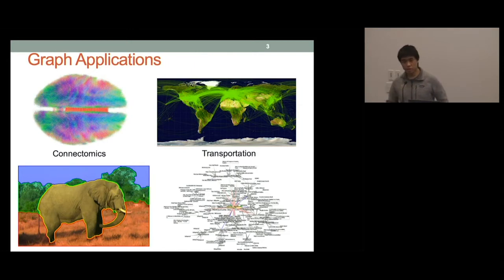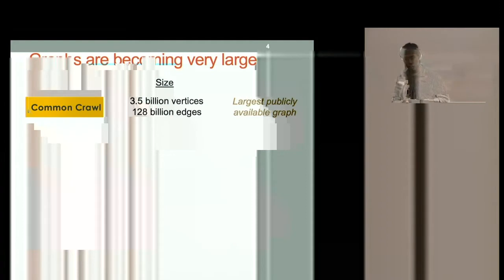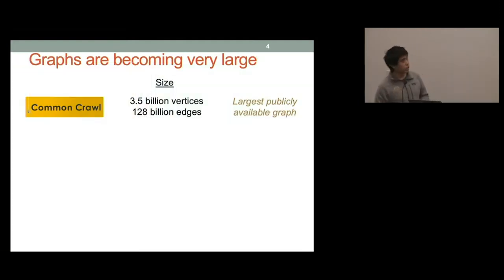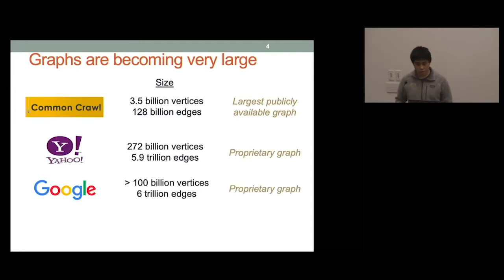So there are many interesting analytics you might want to run on these graphs. However, graphs today are becoming very large, so they can contain over 100 billion edges. This is the largest publicly available graph. It's called the Common Crawl graph, and it just represents a small fraction of the web pages on the internet. And this graph here has over 128 billion edges, and just storing this graph in memory requires about half of a terabyte. So it's a pretty big graph, and there are even larger graphs out there that are not publicly available. So Google and Yahoo have graphs with several trillions of edges.